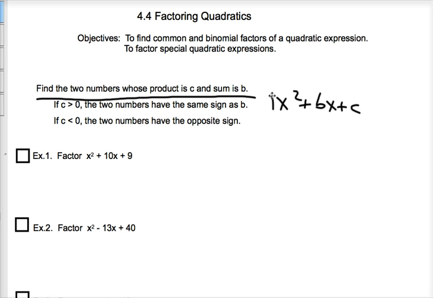If C is greater than 0, the two numbers have the same sign as B. If C is less than 0, the two numbers have the opposite sign. So here, C is 9. It's positive. That tells me that the factors I come up with are going to have the same sign. Now, my factors are going to look like this, and the first terms are going to be x and x, because x times x is x squared. And that's what I want to get when I FOIL this back up.